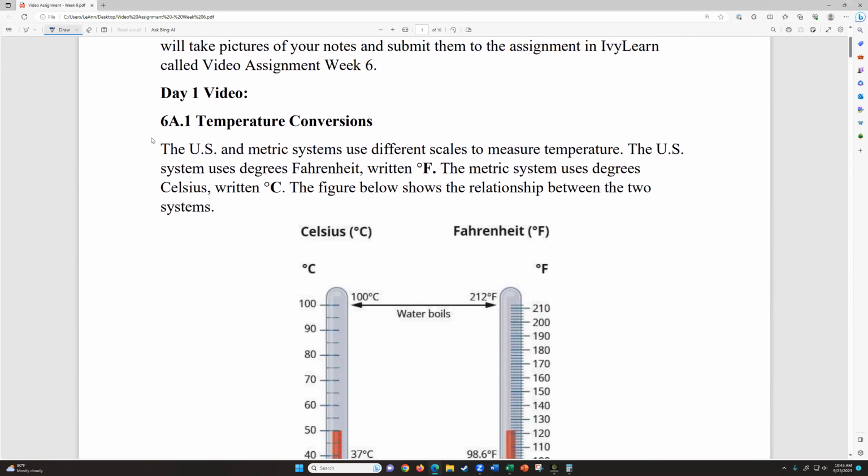The US and metric systems use different scales to measure temperature. The US system uses degrees Fahrenheit, written as a circle, that's our little degree symbol, with a big F. The metric system uses degrees Celsius, written as the little degree symbol and a capital C. The figure below shows the relationship between the two systems.